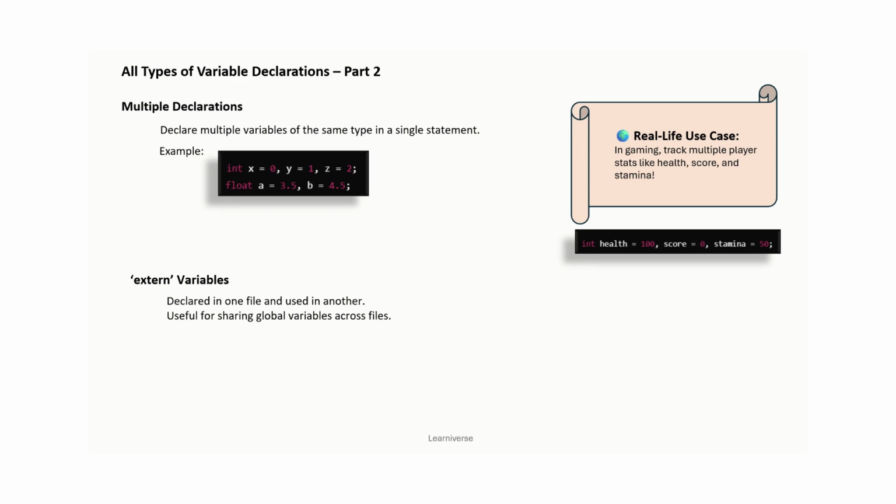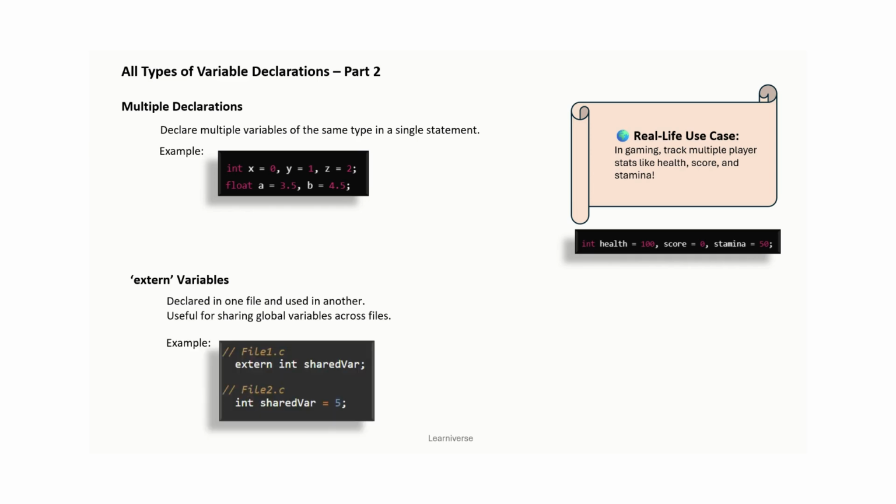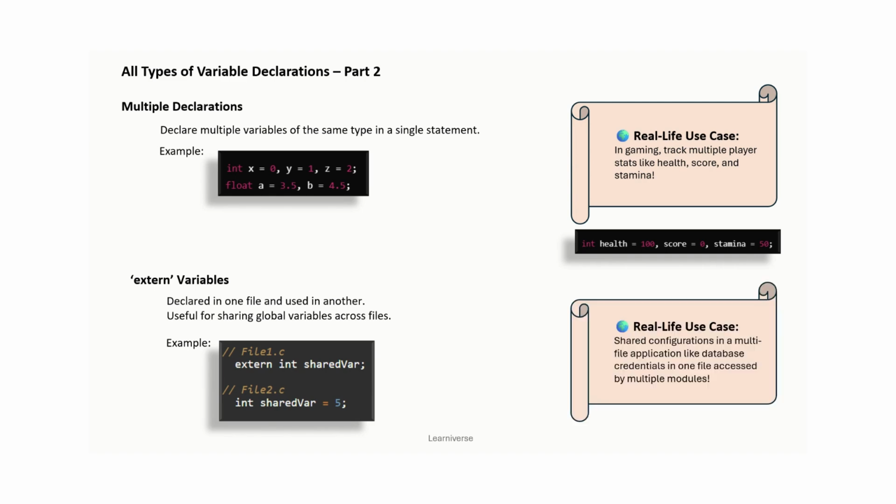And next one is extern variables. Extern variables are declared in one file and used in another file. They are great for sharing global data like configuration settings across files. This is one example. And coming to the real life use case, as I mentioned, shared configurations in a multi-file application, like database credentials in one file accessed by multiple modules.